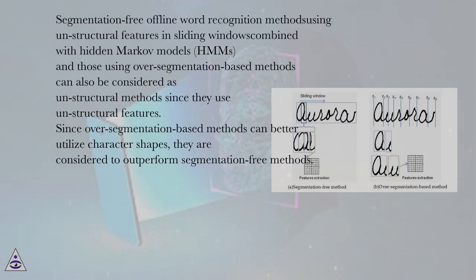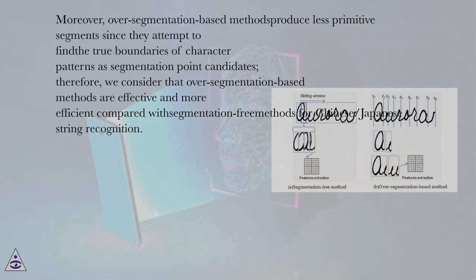Segmentation-free offline word recognition methods using unstructural features in sliding windows combined with hidden Markov models, HMMs, and those using over-segmentation-based methods can also be considered as unstructural methods since they use unstructural features. Since over-segmentation-based methods can better utilize character shapes, they are considered to outperform segmentation-free methods. Moreover, over-segmentation-based methods produce fewer primitive segments since they attempt to find true boundaries of character patterns as segmentation point candidates. Therefore, we consider that over-segmentation-based methods are effective and more efficient compared with segmentation-free methods for Chinese/Japanese string recognition.